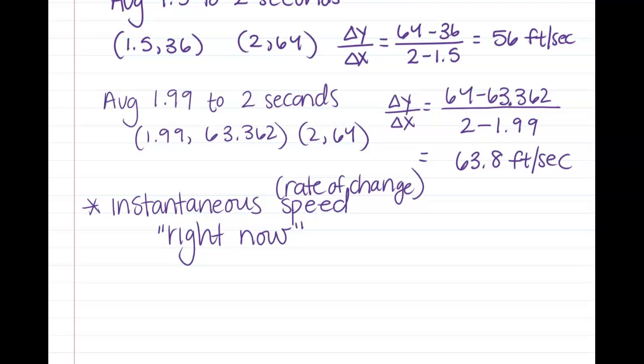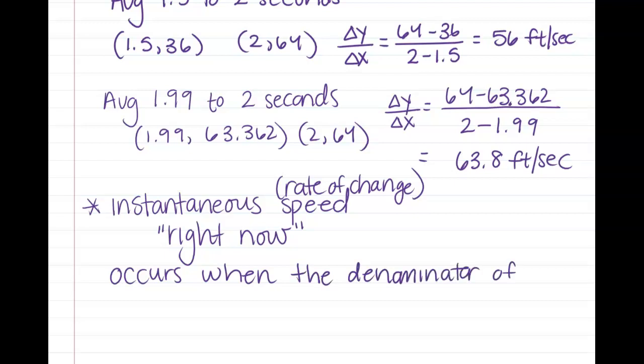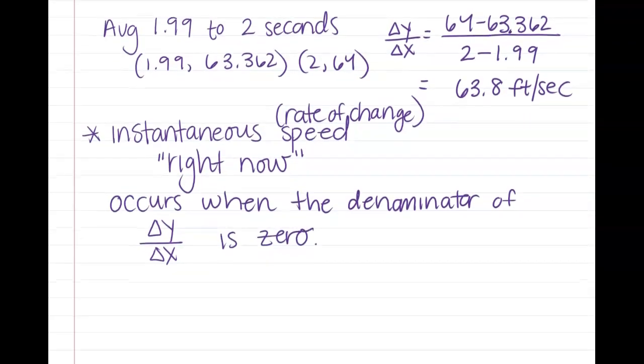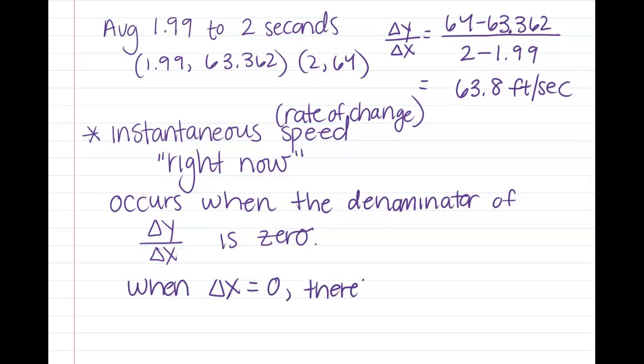Okay, so right now, this occurs when the denominator of change in y over change in x is 0. Okay, so when the denominator is 0, basically when change in x equals 0, there's no difference between the two times.